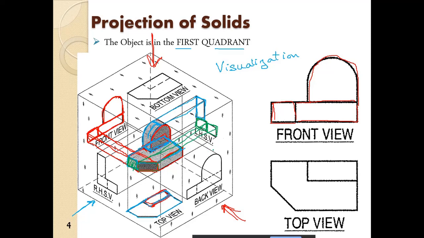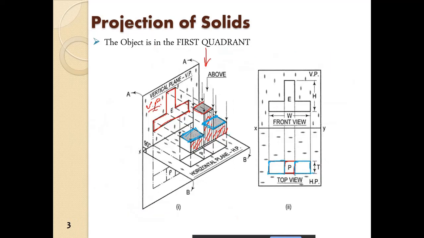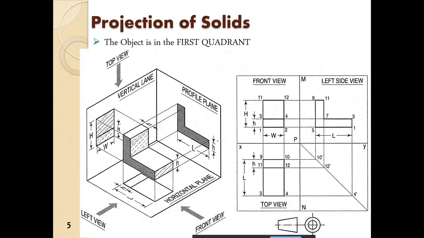Okay, so mostly we will be confined with the front view and the top view. In certain cases you may be given the left hand side view. So just for the basic understanding and introduction. So the thing is that when you draw the solution, the front view, since it is in the first quadrant, obviously it will be on the top.